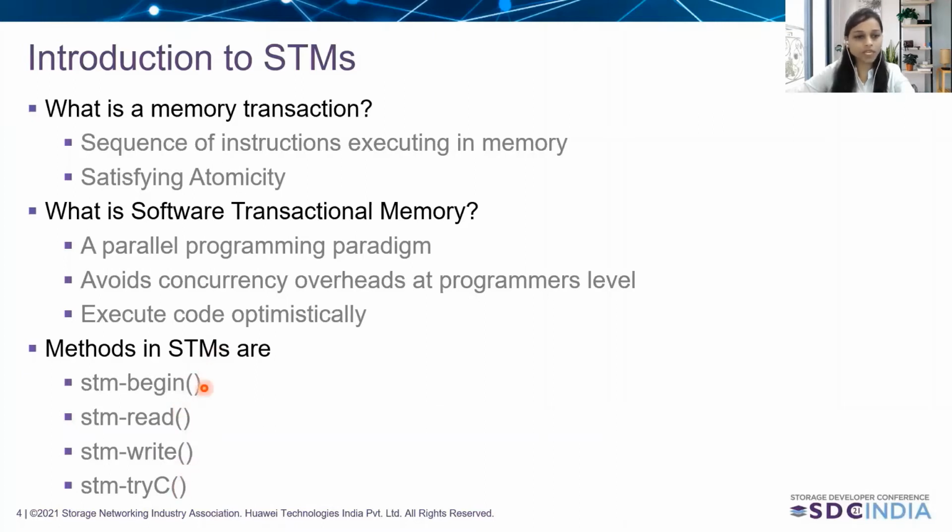STM begin allocates a unique timestamp to each transaction. STM read reads the T object from the shared memory, and STM write updates the T objects in the local memory. Whereas STM try commit validates the updates made by the particular transaction. If all the changes made by the transaction are consistent, then the transaction returns commit and the changes are made permanent in the shared memory. Otherwise, the respective transaction returns abort.